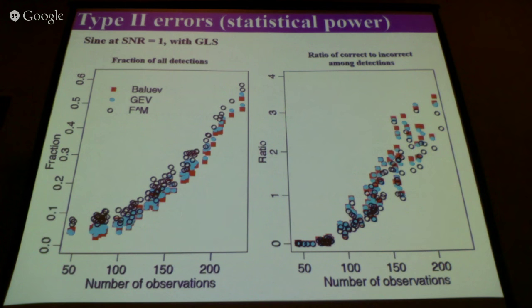And now everything is inverted, because this ratio is the least favorable for the F2M method, whereas it's usually higher for the GEV and for the Laurent-Eyer method. It looks like if you want to catch the most possible weak signals, it's better to use the F2M method, but if you want to lower the fraction of false detections at a fixed confidence level, it's better to use, for example, GEV or the Laurent-Eyer one, GLS. Then you can have fewer detections, but the ratio between correct and incorrect detections will be better.